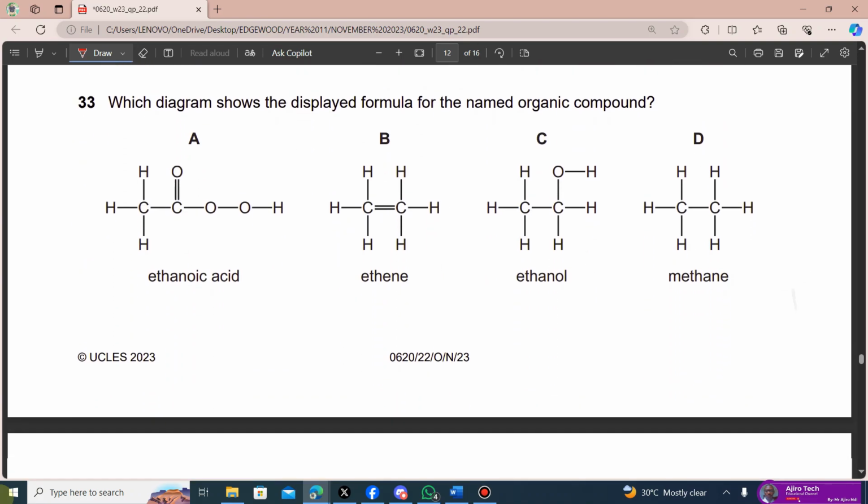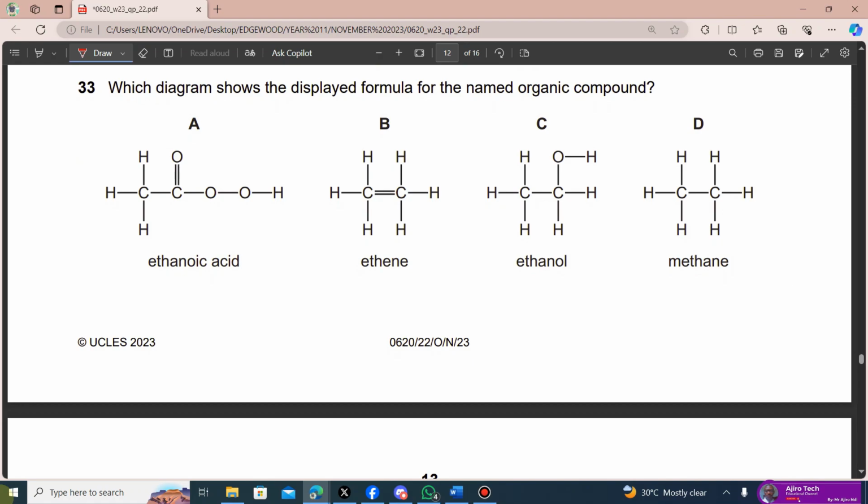Question 33. Okay, we are moving close to the end of the paper. Which diagram shows the displayed formula for the named organic compound? Ethanoic acid should be CH3COOH. But there are too many O's here, so this is wrong.